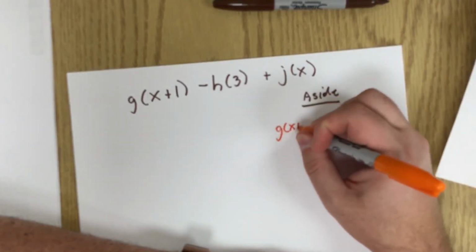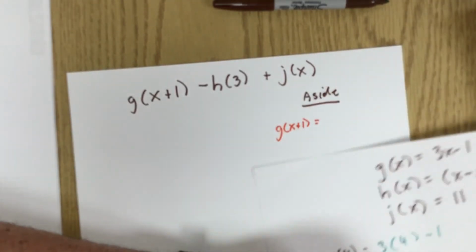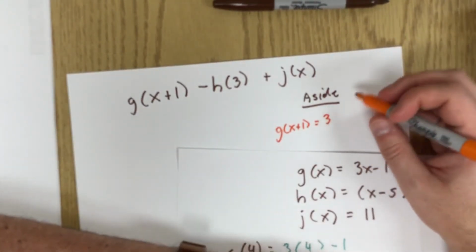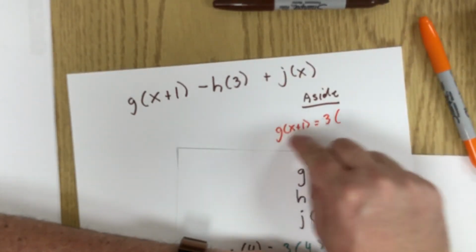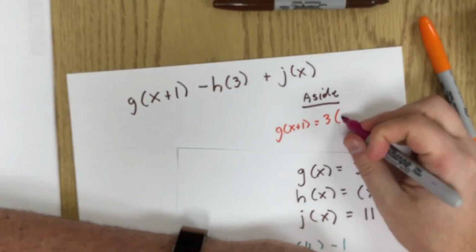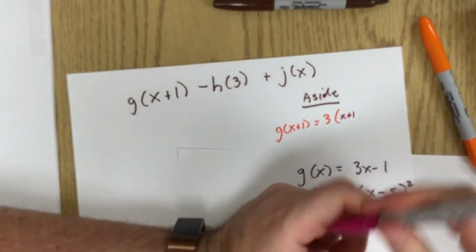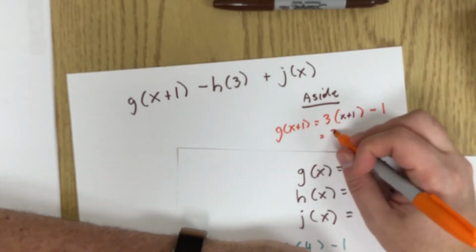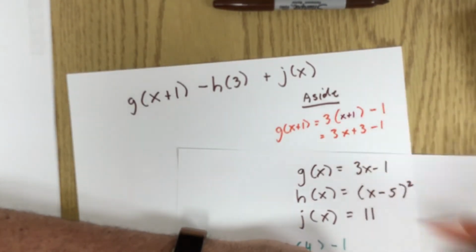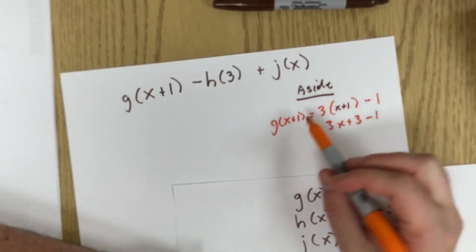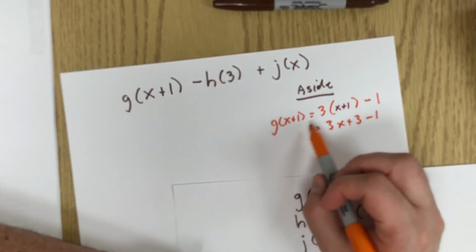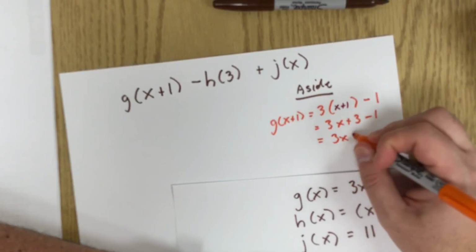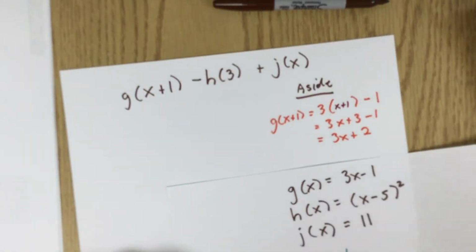So g of x plus 1 equals, g of x is this, so it's going to be 3 times, now the x in this case is actually x plus 1. It's going to be 3 times x plus 1 minus 1, which is going to be 3x plus 3 minus 1. That's a bit confusing, eh? The x in g of x is really x plus 1. So wherever we see x, we write x plus 1. That's fun. So g of x plus 1 is 3x plus 2.